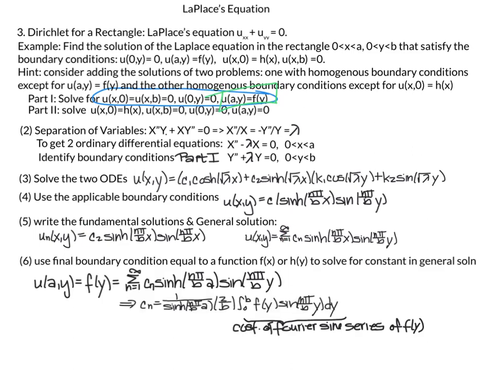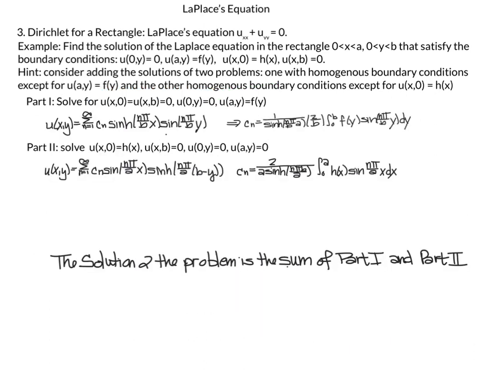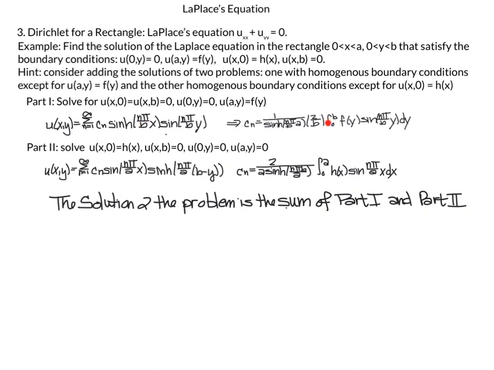And now I'm going to bring in that final boundary condition that I've been saving, and I have that f of y is equal to the sum of Cn sinh of n pi over b, where x is equal to a, times sine of n pi over b times y. And what this tells me is that my Cn, this is just a constant now, my Cn are the Fourier coefficients, or the coefficients of the sine series of f of y. And here I have my solution for part 1.